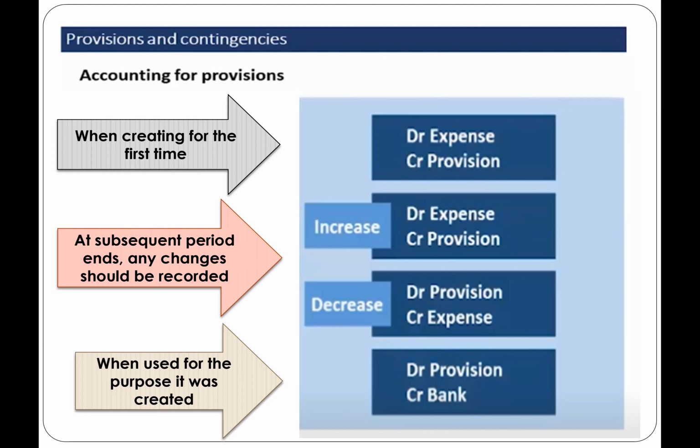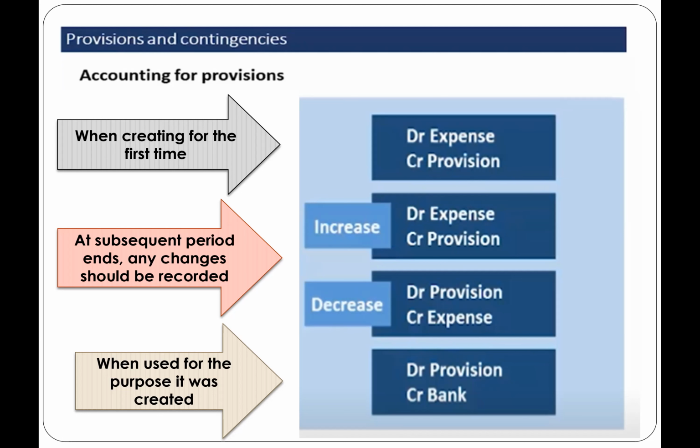So its subsequent period ends. Any changes to the provision that we need to make should then be incorporated into the provision account. So since we have already debited expense with 10,000 and credited provision with 10,000 and want to increase the provision to 15,000, we need to top it up from the 10,000 that is already in the provision account to the 15,000 that we now want, which means we are going to debit expense with the additional 5,000 to make 15,000 and then credit provisions with the additional 5,000 to make it 15,000. So that's what we do at subsequent period end if we want to increase the amount.